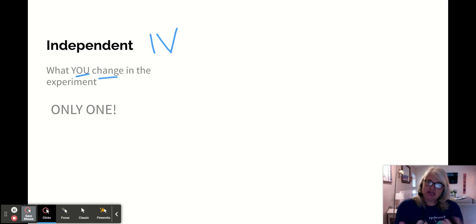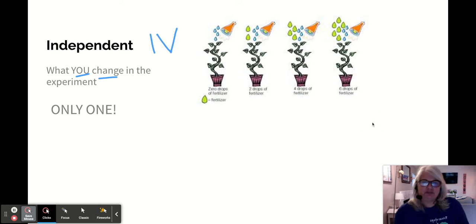So when we start designing our own experiments, this is hard. This is hard to become good at. And I might say to you, well, you have more than one independent variable. And then we don't know which one is causing the change. So we'll talk more about that. So here's an example of an experiment. I've got 4 plants. They're going to get different amounts of fertilizer. So this one gets no fertilizer, 2 drops of fertilizer, 4 drops of fertilizer, and 6 drops of fertilizer. So what is the independent variable on this one? Well, it is the amount of fertilizer, or the number of drops of fertilizer.